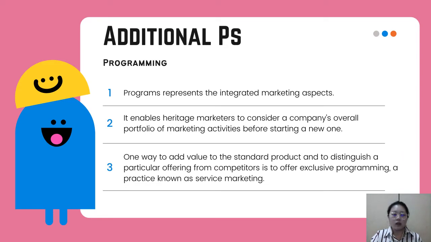The second P in the additional Ps is programming. Programming represents the integrated marketing aspects. Especially, it enables heritage marketers to consider a company's overall portfolio of marketing activities before starting a new one. In this way, all of the marketing strategies and systems are integrated and supported by each other. This whole of the marketing activities, offline and online, can successfully pursue multiple goals of the company.